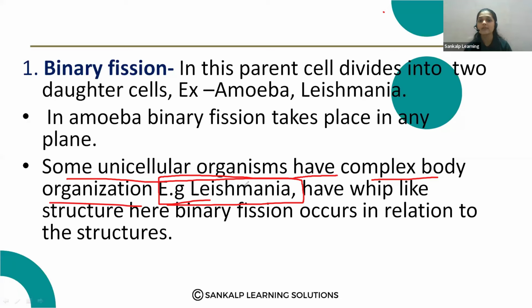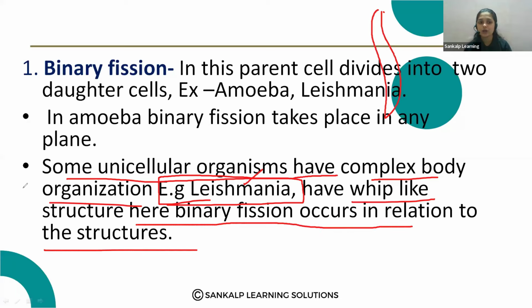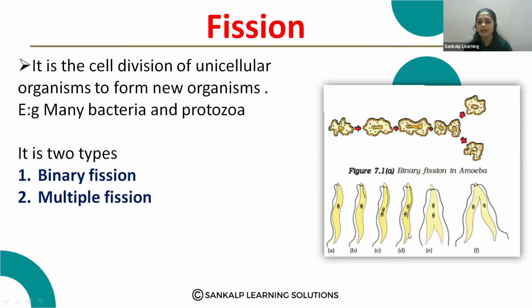Other organisms like Leishmania have a whip-like structure. You saw the structure, it looked like this. So it has a whip-like structure, and here binary fission occurs in relation to the structure. It means the fission will start from a particular direction. Look here, it is clear from which side the fission is starting.